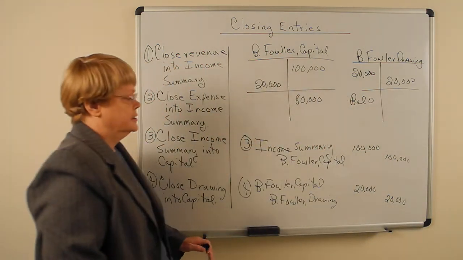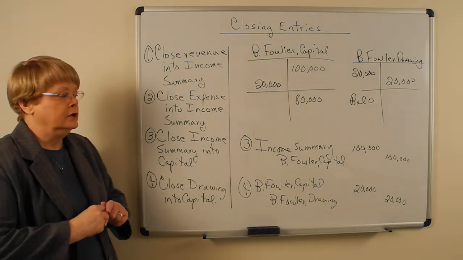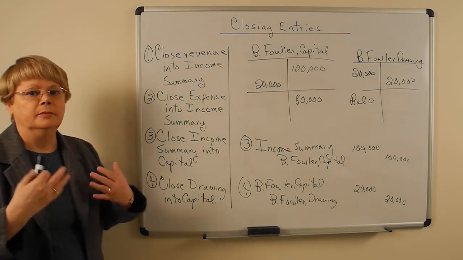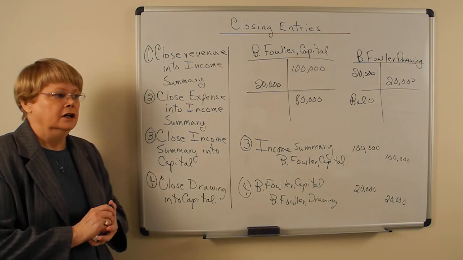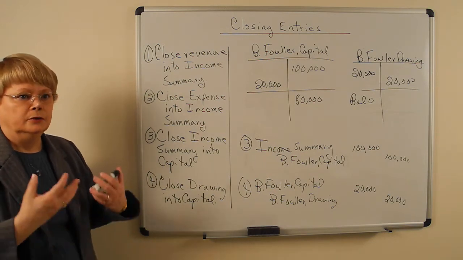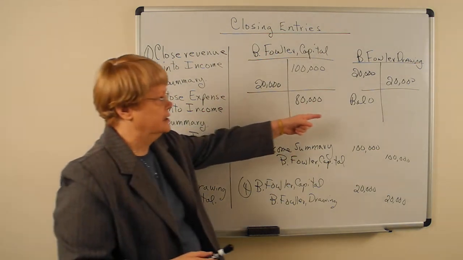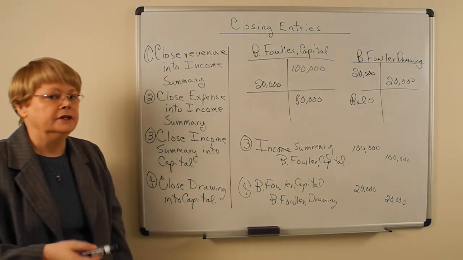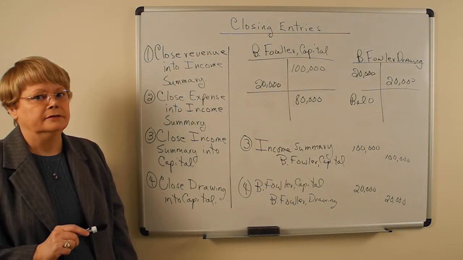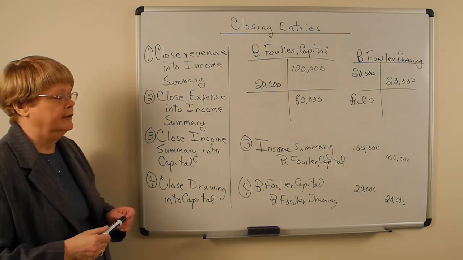Okay, so those are your 4 closing entries. There are only 4. Remember, the closing entry is the opposite entry of what you have in the account, so don't get confused on that. What you're trying to do is get that account down to 0. Okay, so you have to make whatever entry it takes to get that account down to 0. And that's really all you have to closing entries.